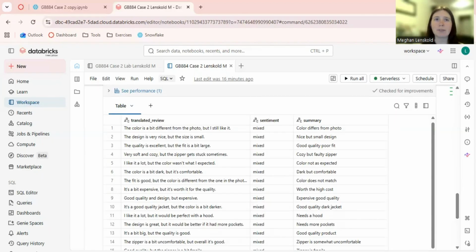So between the customer segmentation and the review analysis, you now have two tools for understanding your customers more precisely: who they are, how they shop, and what they're telling you about the products.